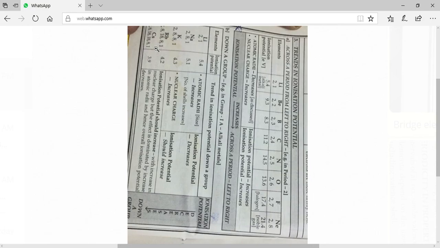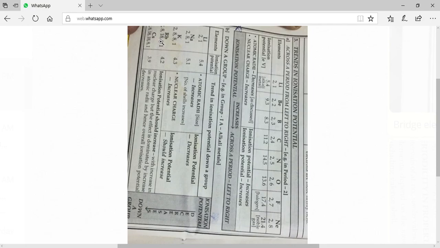So as the atomic size is increasing, the outermost electron will be a little bit farther away from the nucleus, definitely. And if it is far away from the nucleus, then 100% there will be the least force of attraction over there. And if there is the least force of attraction, then very easily it would like to release or get off from the nucleus. Do you understand that? Yeah, this one I understand.